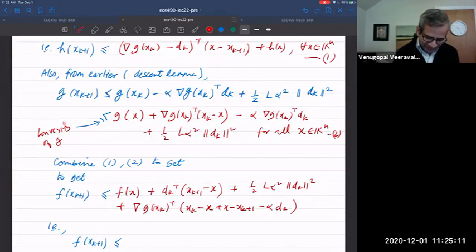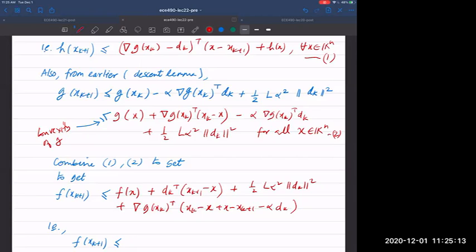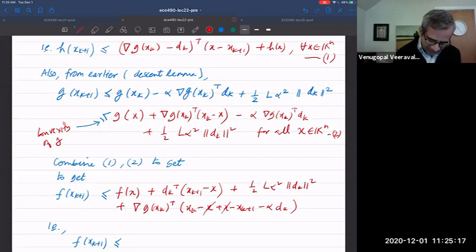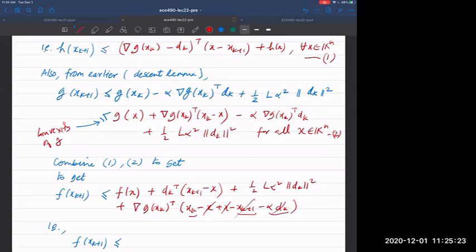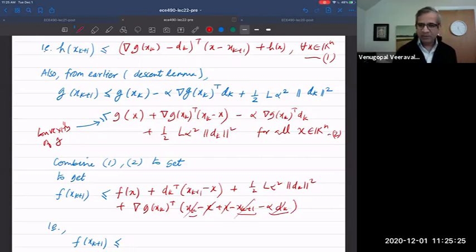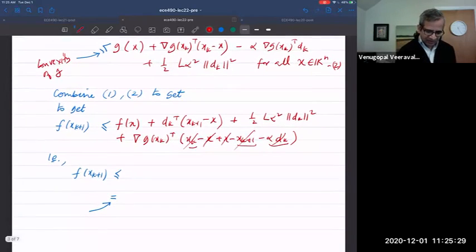I saved the best for last. Yeah? Is it 0? 0, yeah. So it's 0 because basically this cancels with this, and then xk plus 1 is xk minus alpha dk. So this cancels with these. So this whole thing becomes 0. Right? So you just get the first 3 terms.